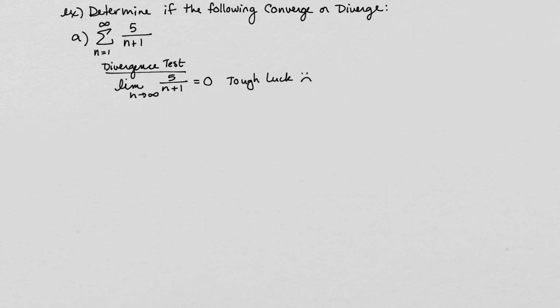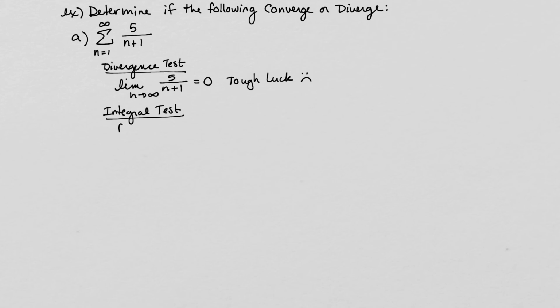Okay, so not geometric, not a p-series, and the divergence test didn't help me out. It's not a telescoping series because there's no way for me to break that down even more, right? I can't take 5 over n plus 1 and break it down into 2 smaller fractions because there's nothing for me to factor in the bottom there. So the only thing I'm left with then is the integral test. So all right, we'll try the integral test.